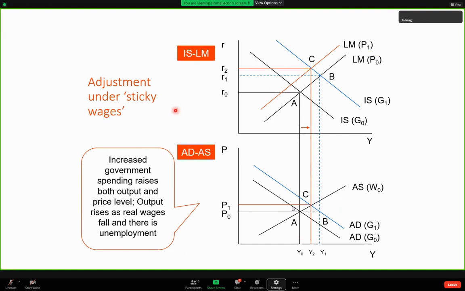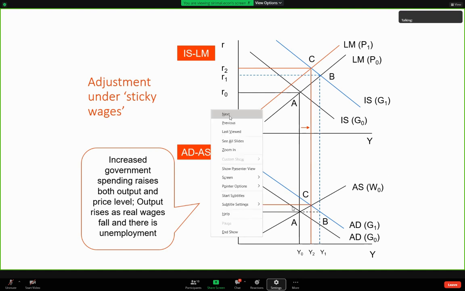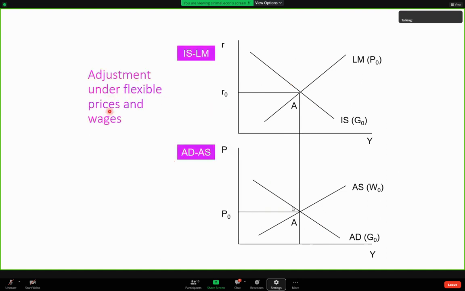Let's move on to the last diagram. What is the last one? Flexible prices and wages both. So you can take another page and draw this one. I don't think we have to explain this one now because we are familiar with this. The IS-LM framework is the first graph, the AD-AS framework the second graph.